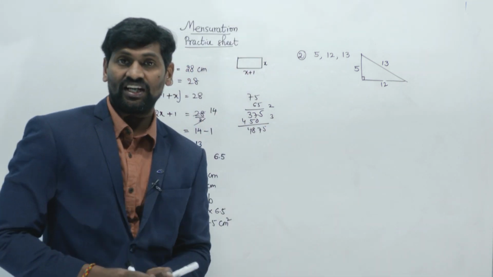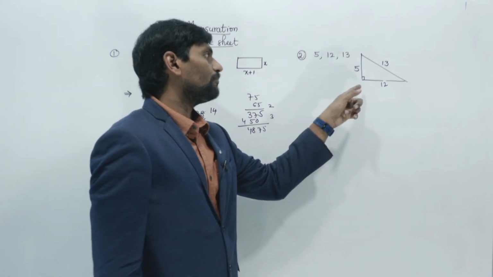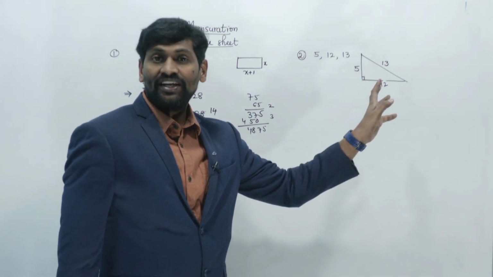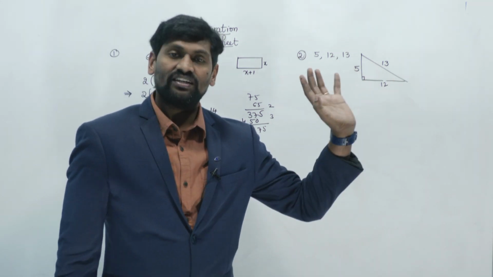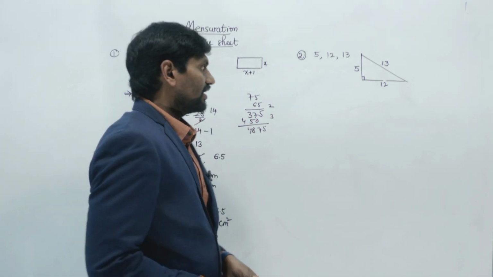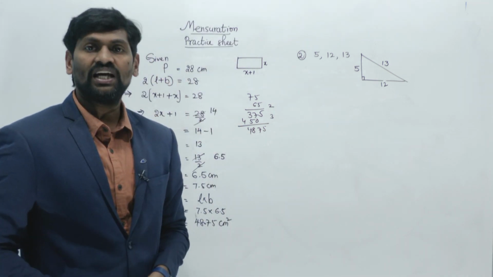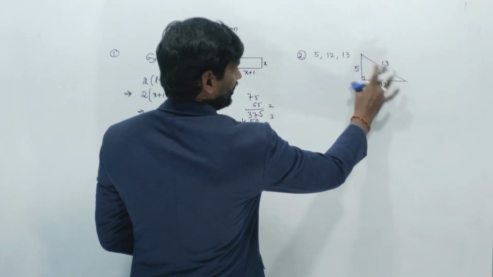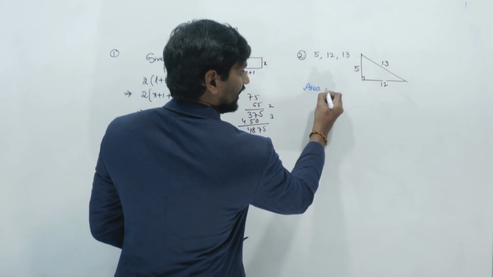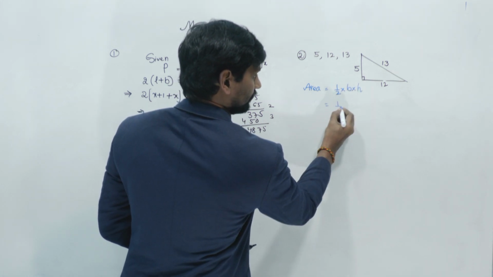Because in the right angle triangle, the larger side is called the hypotenuse, which is exactly opposite to the right angle. The larger side is always opposite to the larger angle. The smaller side is always opposite to the smaller angle. Right. Now according to this diagram, what is the base and what is the height? So base is 12, height is 5. Now we need to find the area. Area of a triangle formula: half base into height.